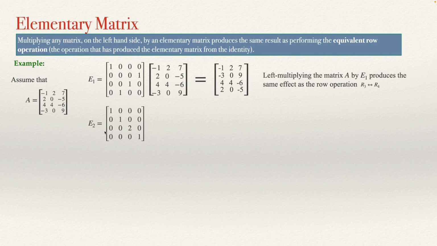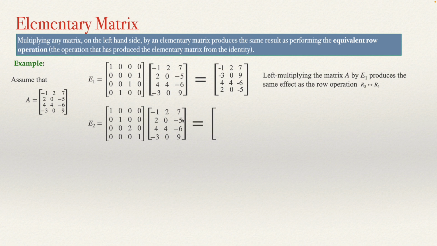Let's see another example. Imagine that we have this E2. You notice that this is an elementary matrix because it is the identity in which we have multiplied the second row by 2. So if we multiply this by the same matrix that we had before, we are going to notice that it's going to be the same matrix, but the third row will be multiplied by 2, exactly as it was done in the identity.